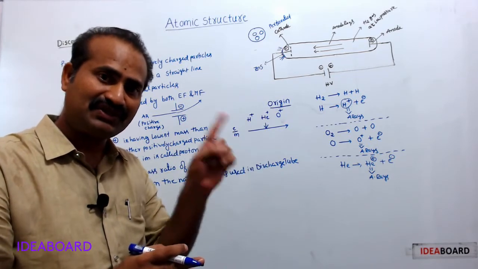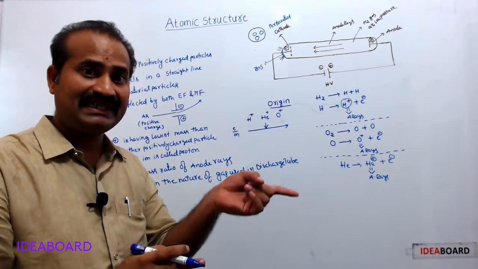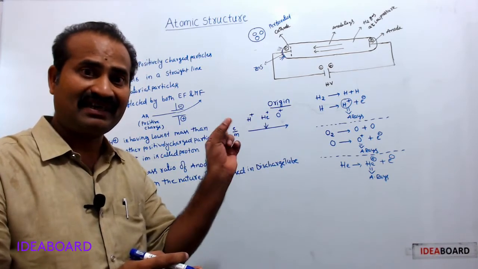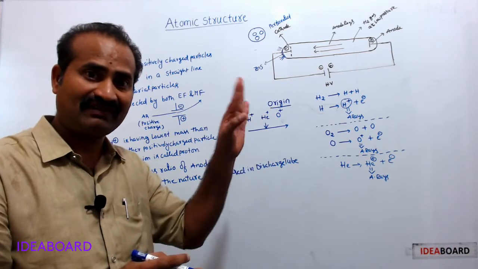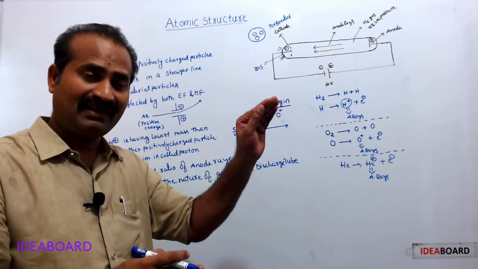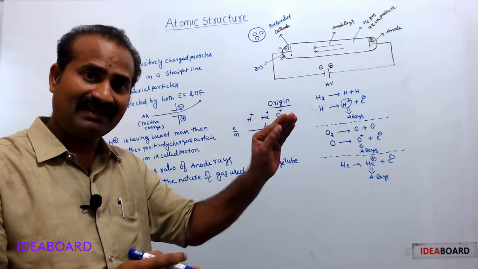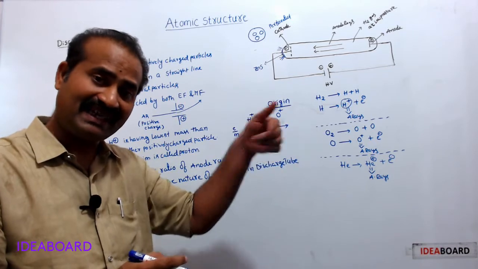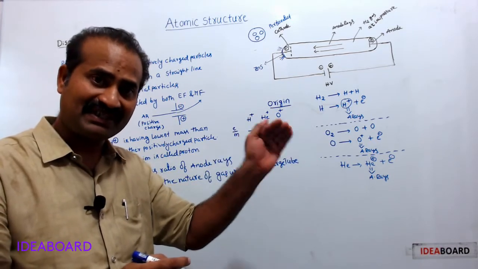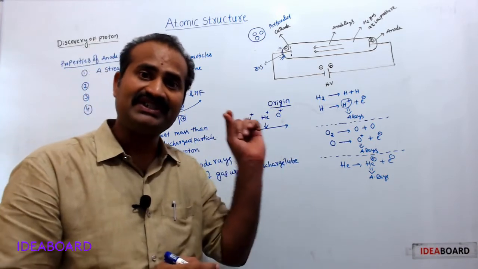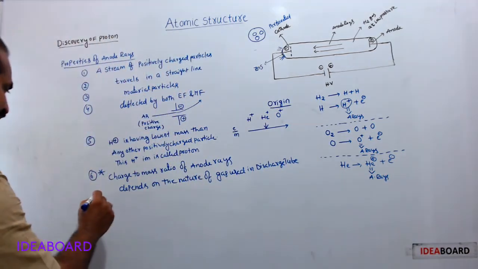Charge to mass ratio of cathode rays is independent of nature of gas. Independent means not depends on the nature of gas. Whatever the gas used in the discharge tube, always same negatively charged particles will come. Therefore, the charge to mass ratio is the same in all cases. That's why charge to mass ratio of cathode rays is independent of nature of gas. This is important.